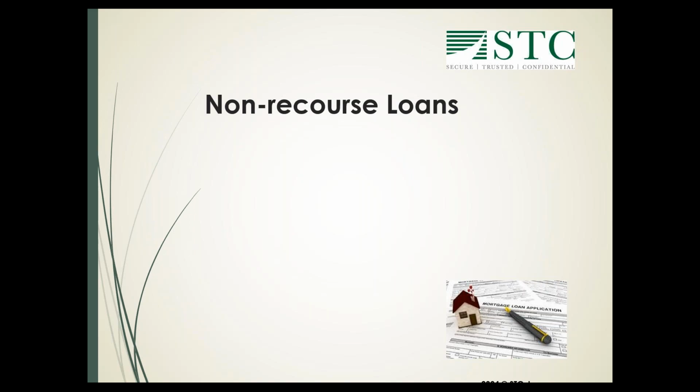It's actually a perfectly viable asset in a retirement account, but sometimes the investor has insufficient funds in the retirement account to pay for the property outright. So in a retirement account, you can get a non-recourse loan to help fund that real estate transaction.